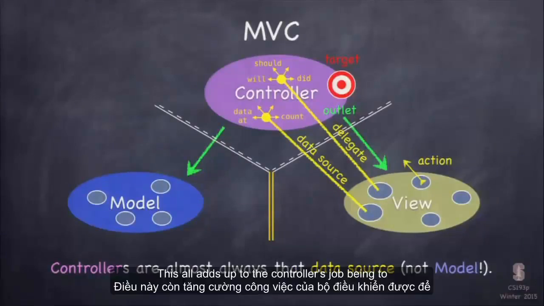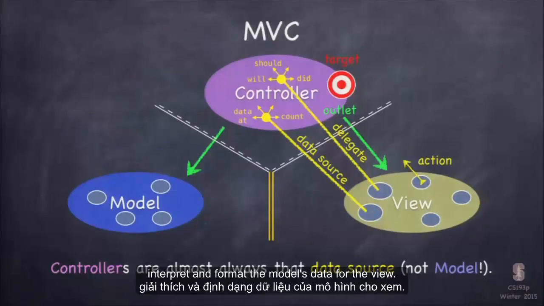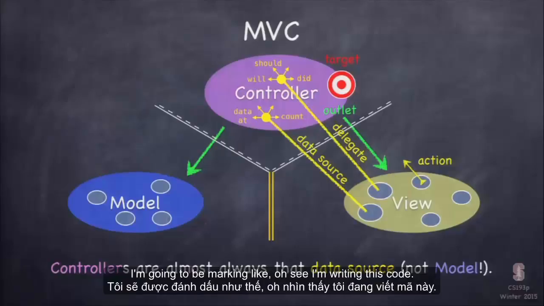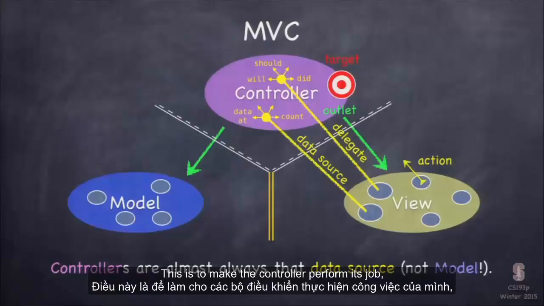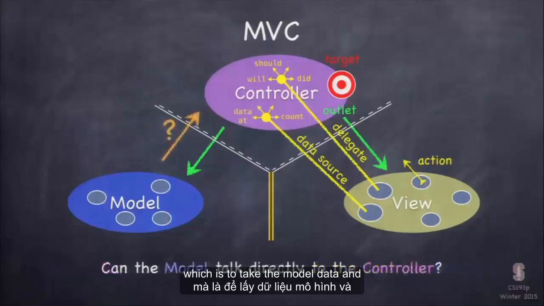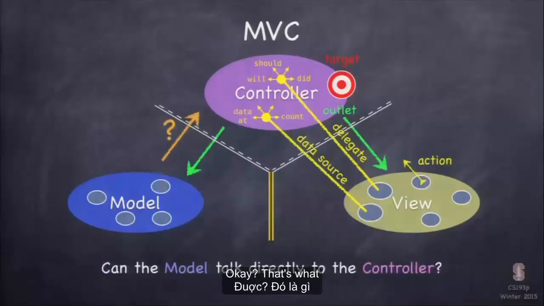Okay, this all adds up to the controller's job being to interpret and format the model data for the view. That's the controller's job. And when we do our demo, I'm going to be remarking, "See, I'm writing this code to make the controller perform its job, which is to take the model data and, using its view minions, put it on screen." Okay, that's what the controller does.